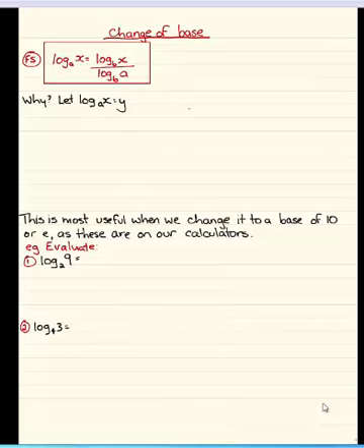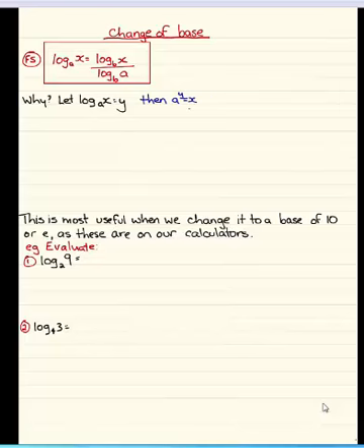So if we start off with the left-hand side, log base a of x, I'm going to call that y. I have to call it something so that I can operate with it. So using our definition of a log, if log base a of x is equal to y, then we know that a to the power of y is equal to x. Okay, so that's just your definition. So we're working with that. A to the power of y is equal to x.